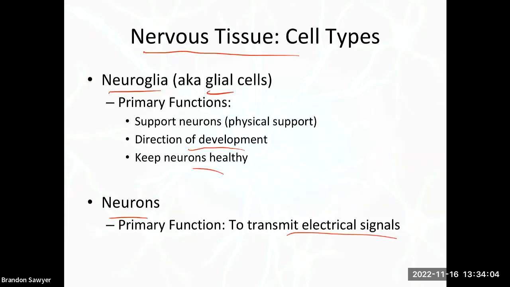So we're going to look at each of the glial cell types, and then we'll look at the neurons a little bit and look at what they do, and then get a little bit of the general function overall of the nervous system.